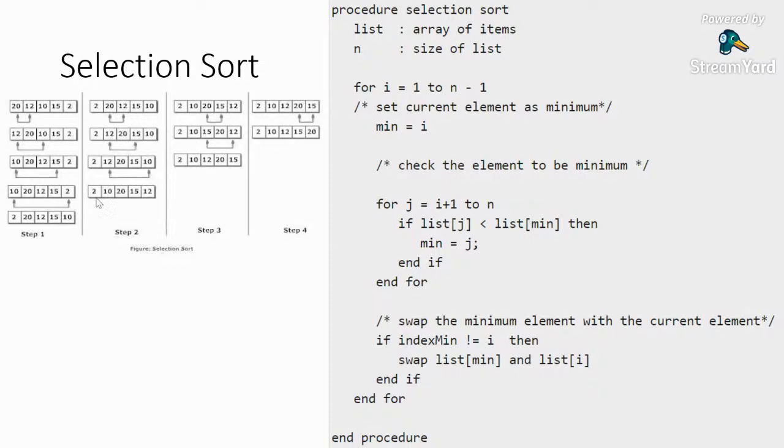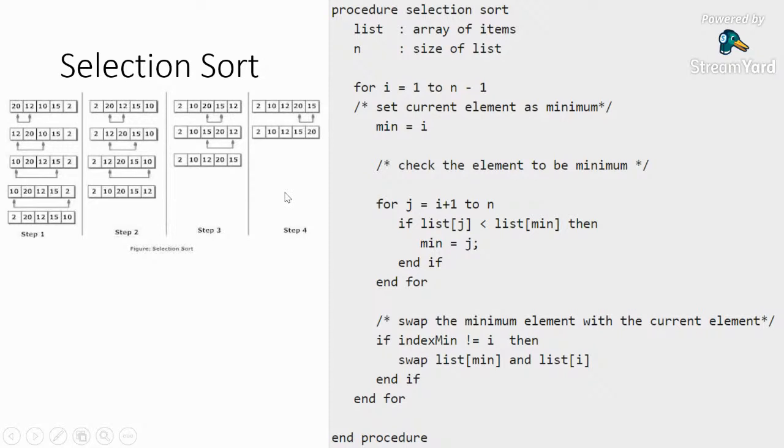What is the smallest here? 12, 20, 12, 15, and 10. So 10 is the smallest. So after the completion of step 2, 10 got the correct position. This is step 2. After that, the same step is repeated for the last 3 elements. So 20 and 15 are compared, and then this is compared. So 3 elements are remaining. For 3 elements, 2 comparisons are required. And lastly, this is the last step in which a single comparison is required.